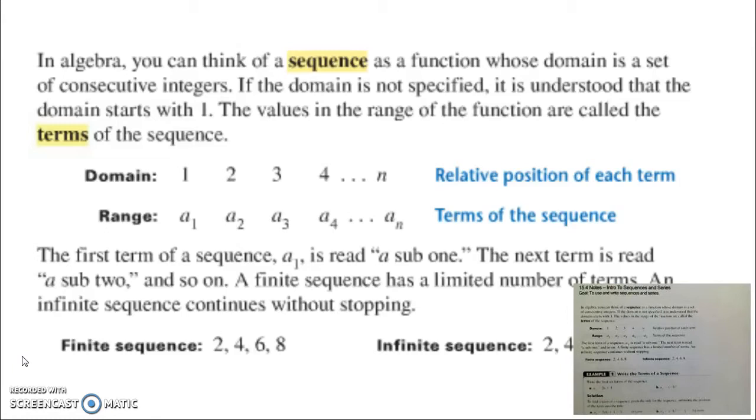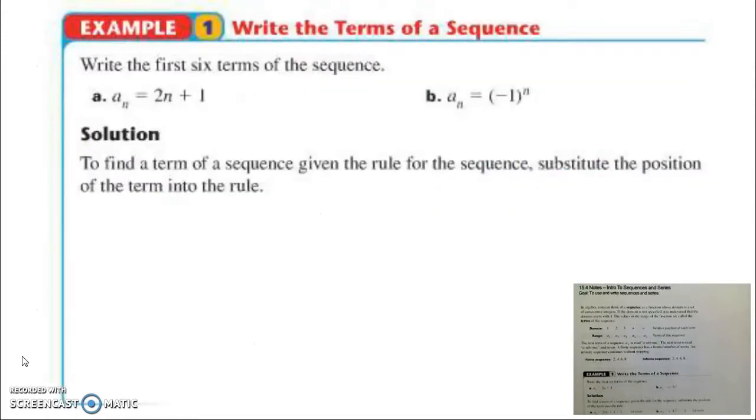So if we're looking at a finite sequence, it would have a limited number of terms, and so it would come to an end. As an example, 2, 4, 6, 8. An infinite sequence might start 2, 4, 6, 8, and then dot dot dot to indicate that it continues on.